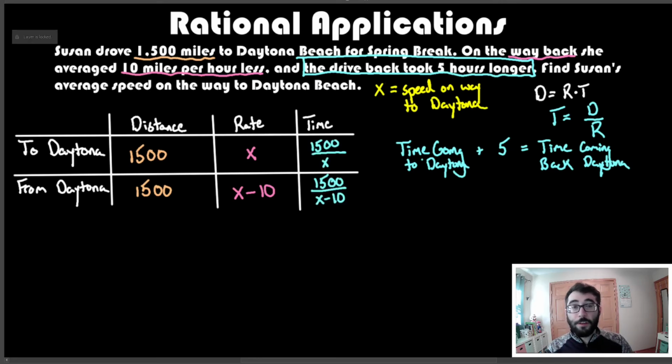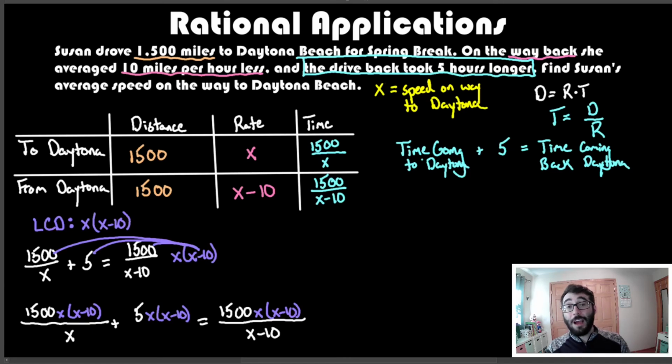But regardless, we should know that time is once again equal to distance over rate. So we get 1,500 over X for the time expression going to Daytona. And then we're going to get 1,500 over X minus 10 as the time expression coming back from Daytona. And now I can go ahead and set up my equation. I'm putting my time going to Daytona plus 5 is equal to the time coming back from Daytona. So I'm plugging in those particular rational expressions. And now I have an equation that I can go ahead and solve.